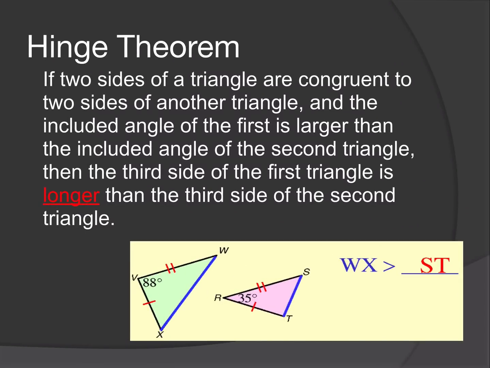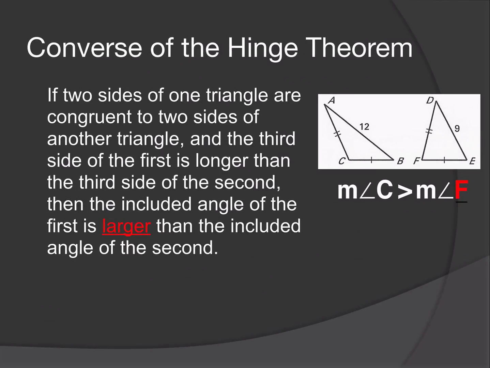Just to recap then from what you saw on the video, Hinge theorem involves a side angle side type of relationship. We have two pairs of congruent sides, but the included angles are not congruent. One included angle is greater than another. And the side opposite the greater included angle will be larger than the side opposite the other included angle. The converse is also true. So if I have two sides that are congruent to two corresponding sides, and we know the measures of the third sides, then the longer side will be opposite the larger angle.